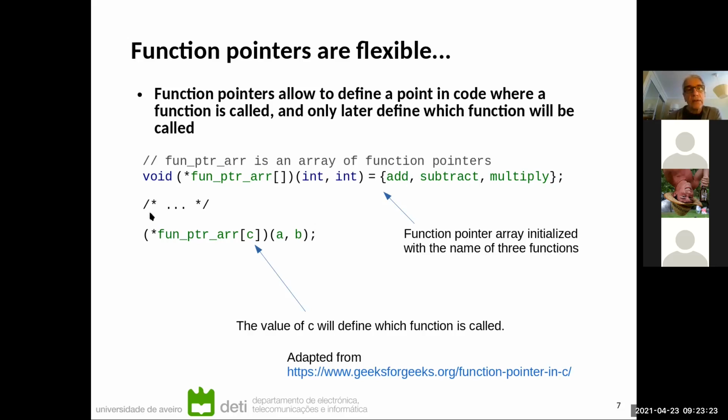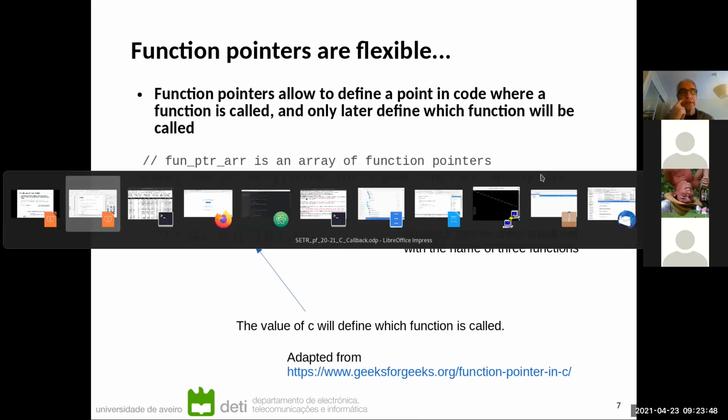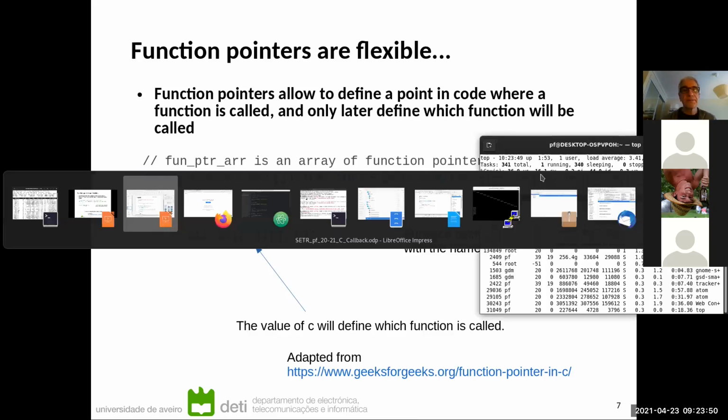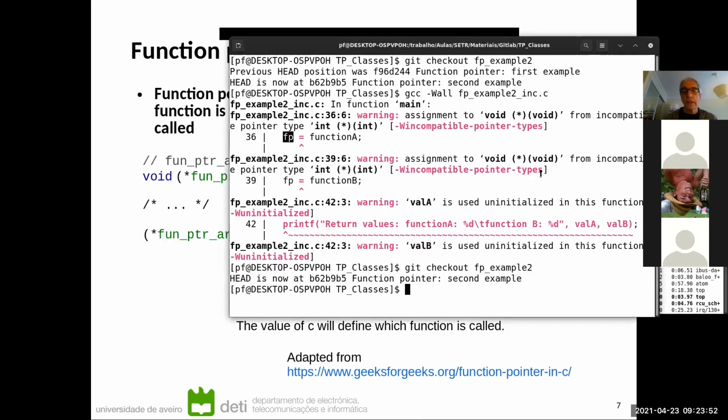And when I call this, remember these are all functions that take two arguments. The value of C here will define which function will be called. So we'll define the index of the array. Index 0 will be the first one, index 1 will be the second one, and index 2 will be multiply. You have an example also in the repository that you have been using.